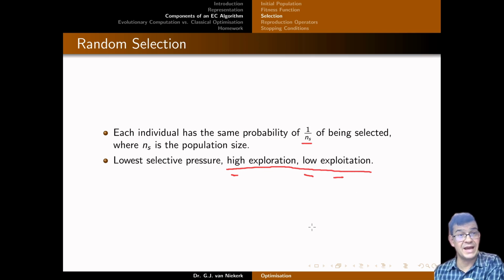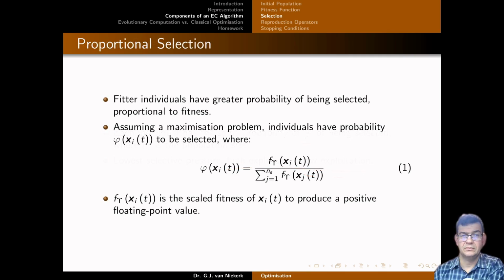That's random selection. Now the next selection scheme is proportional selection. Now with proportional selection, fitter individuals have a greater probability of being selected, and it's proportional to the fitness. So the higher your fitness, the better your fitness, the greater the chances of you being selected. Now let's say we've got a maximization problem. In other words, the bigger the fitness value is, the fitter you are.